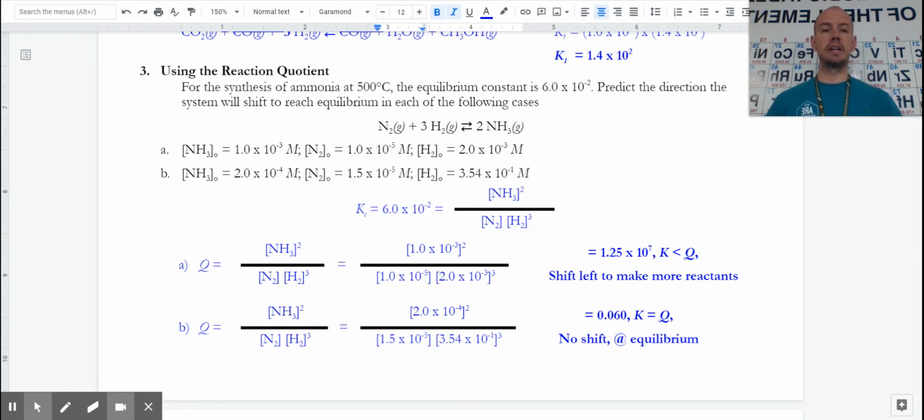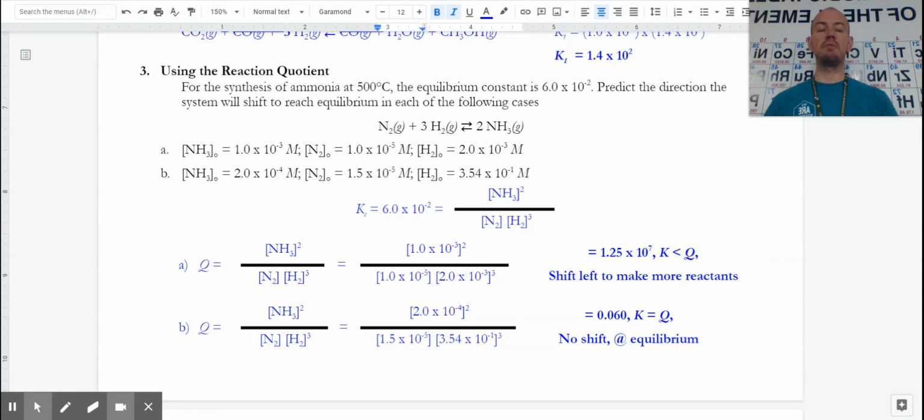Make sure that you're paying attention to the order of operations in your calculator as you're getting to your final answer. So in this case, we've got a big number. The Q is significantly larger than the K. The Q is in the millions, whereas the K is a decimal. That means we have, relatively speaking, way more products than we would have at equilibrium and way fewer reactants.